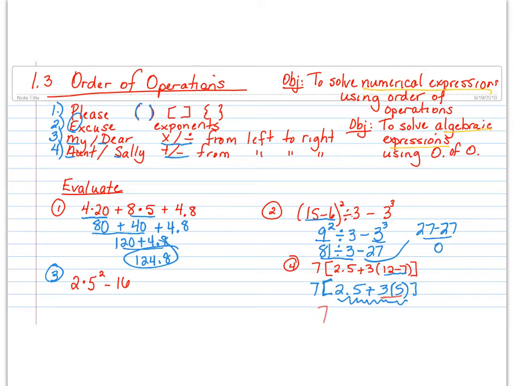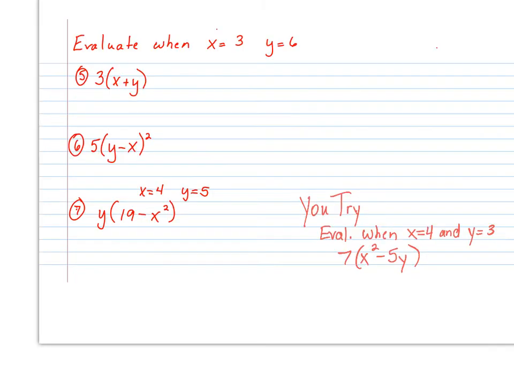I still don't have a single number, so I have to put 2.5 plus, that's 15. I still have parentheses, so I'm going to do what's inside the parentheses, and I have 7 times 17.5. Now I have one number, and that simply means to multiply those. So I take 17.5 times 7, and I get 122.5. All right, we are going to evaluate algebraic expressions now.